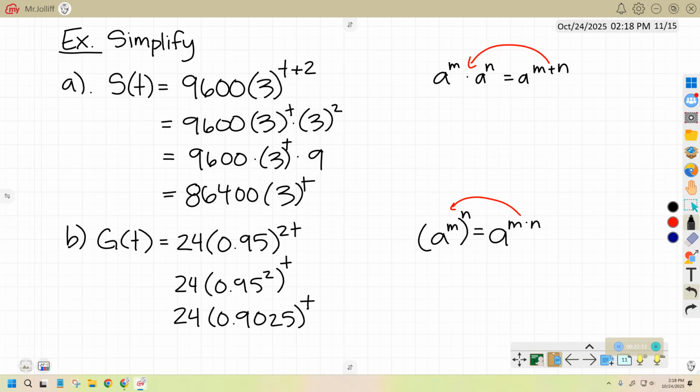Questions on exponent rules before we move on to logarithm rules? No? Everybody still awake? Holy shnikes. You guys had lunch not too long ago.